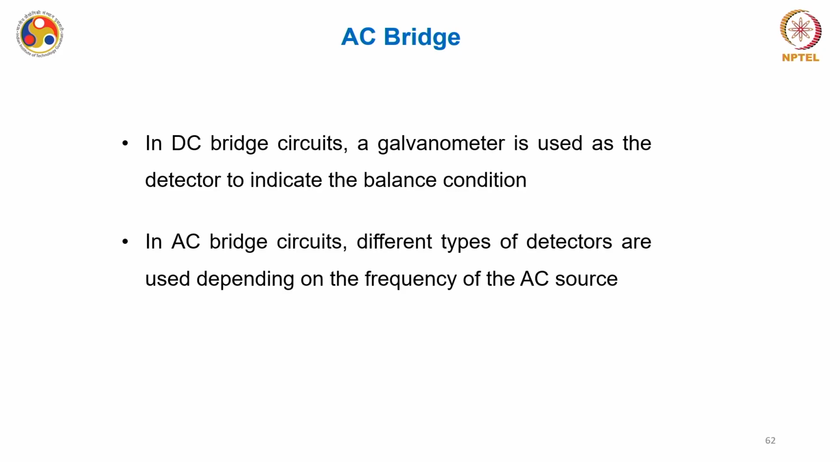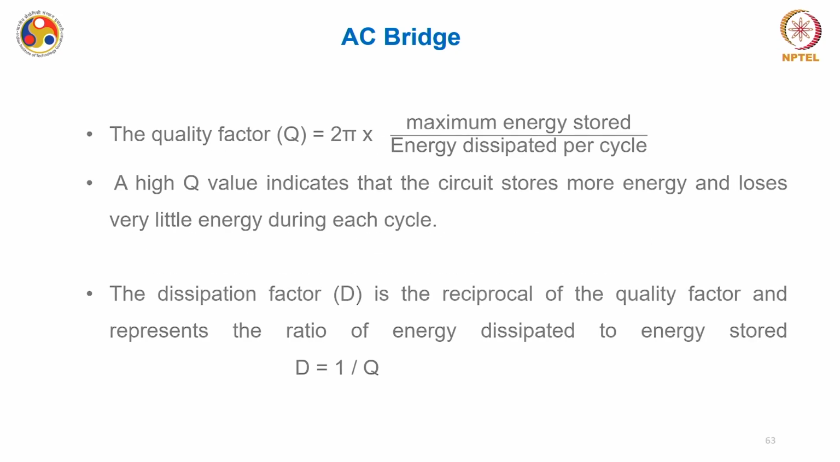In DC bridges, we have a galvanometer which is used as a detector to indicate the balance condition. You have zero current flowing in the galvanometer and you say that the bridge is balanced. However, in AC bridge circuits, different types of detectors are used depending on the frequency of the AC source.